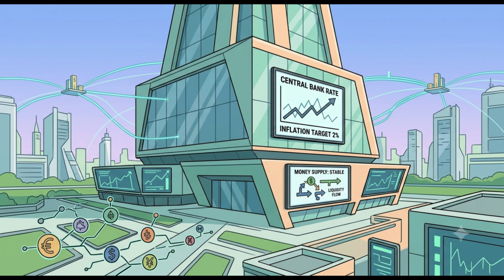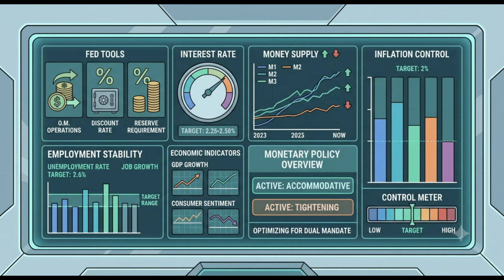He understands that in the world of neo-finance, the money supply is the tide, interest rates are the wind, and he is the captain who knows exactly how to set his sails.